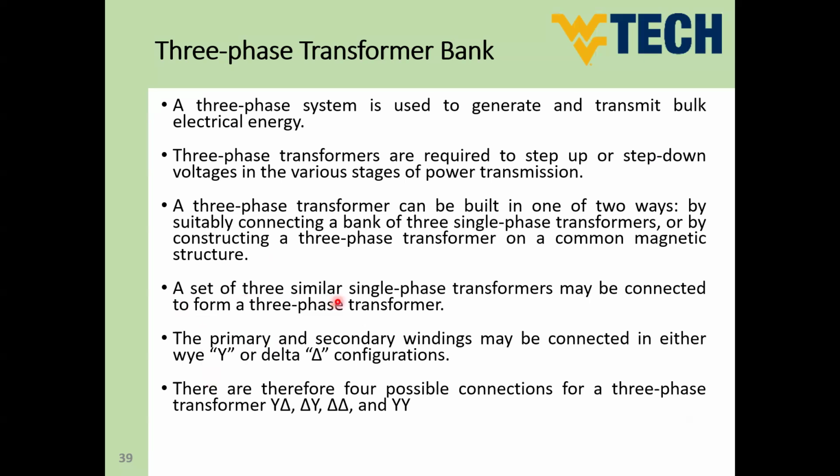A set of three similar single-phase transformers may be connected to form a three-phase transformer. So they have to be identical. If we are going to construct a three-phase transformer using three single-phase transformers, these transformers have to be identical. How can we connect the three single-phase transformers together? You know that the well-known three-phase connections are Y connection or delta connection. So the primary and secondary windings may be connected in either Y or delta connection.